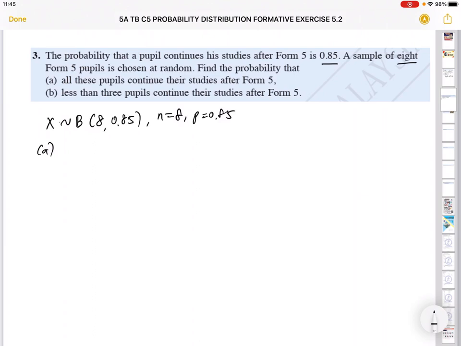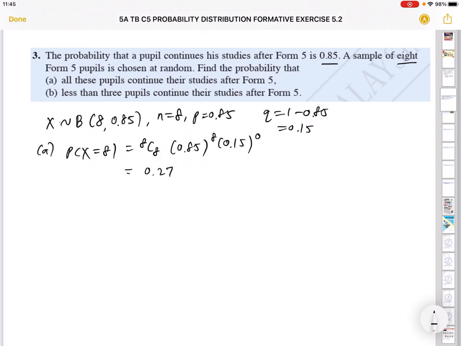So all these students continue studies after Form 5, so that means all 8 of them. So it's 8C8, P is 0.85, power 8, Q is 0.15. Remember, to get Q, you do 1 minus P, 0.15, and this will be power 0. You use your calculator, 0.2725.